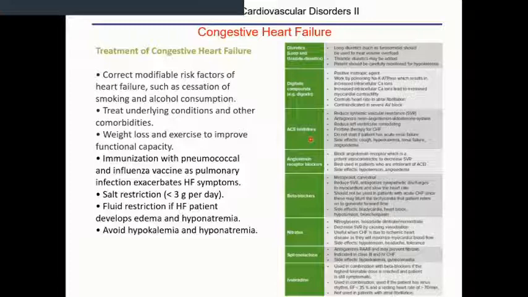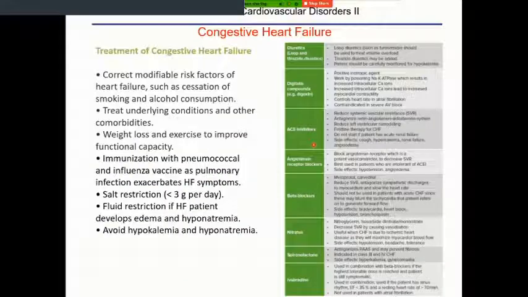Your ARBs, angiotensin receptor blockers, are also useful because they block your angiotensin receptor, which is a potent vasoconstrictor. So you can decrease your systemic vascular resistance, so you can dilate your vascular vessels. This is best used in patients who are intolerant to ACE inhibitors. However, side effects include hypotension and angioedema.